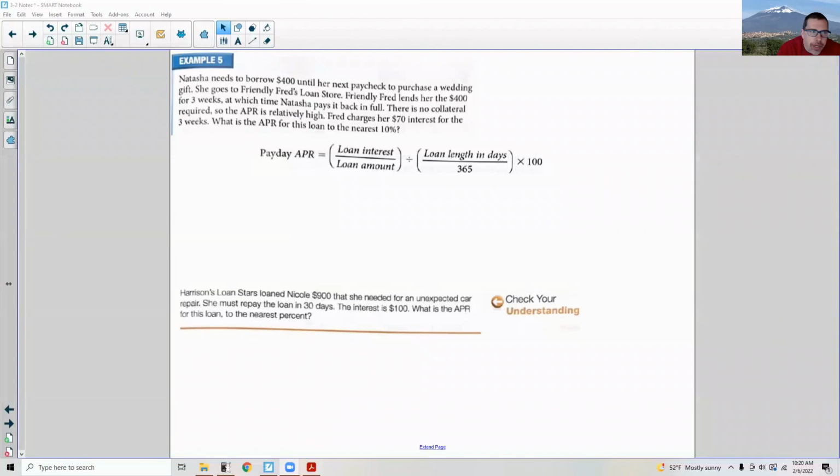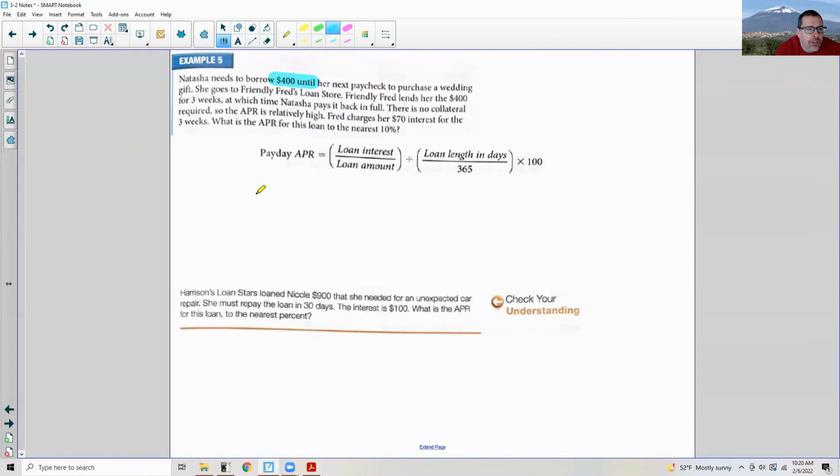Okay, example 5 says Natasha needs to borrow $400 until her next paycheck. Getting into this situation is not a good thing. Spending money before you make it and taking out payday loans are really bad. Payday loans are really high interest and there ought to be laws against it, actually. Do not ever go to a payday loan place, if at all. Just try to avoid it at all costs.